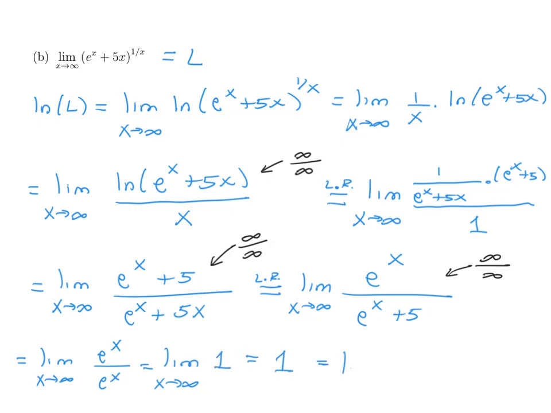Now that's for the natural log of the limit. What does the actual limit equal? I'll do that work up here. The natural log of the limit is equal to 1. If you exponentiate both sides, we get from this that the limit is equal to e to the first, or just e, and this is the final answer for this problem.